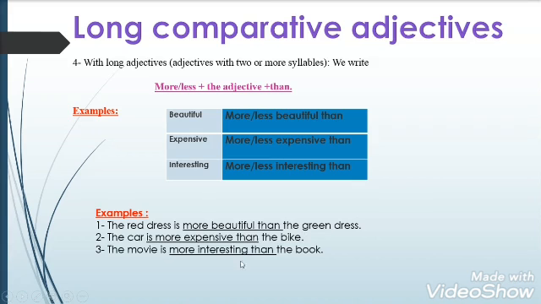The movie is more interesting than the book. Again, what am I doing here? I can't add ER because it's a long adjective, so I put more before the word and than after it. For example, beautiful: more beautiful than or less beautiful than. Expensive: more expensive than or less expensive than. Interesting: more interesting than or less interesting than.